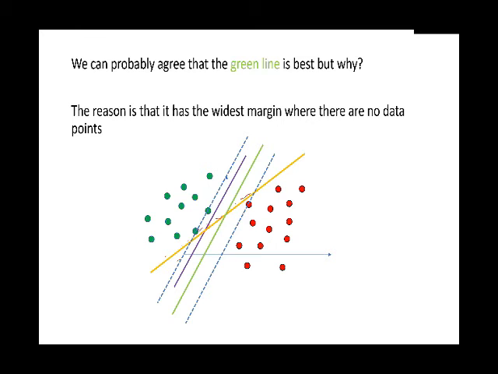Is it more precise to say that the green line is the one that maximizes the perpendicular distance of all the points to it? It's the one that maximizes the distance to the closest points. Oh, just the closest ones. Yeah, it's just the closest.